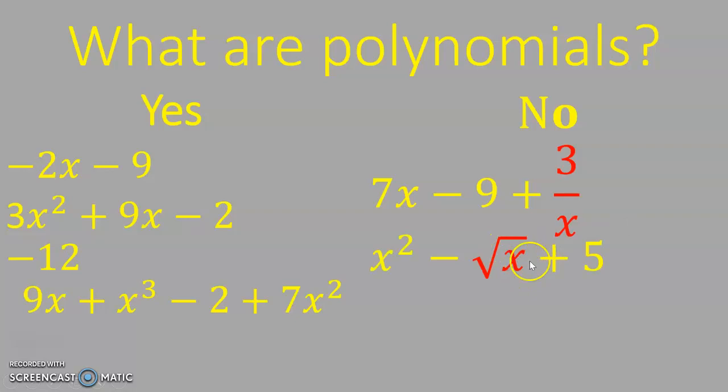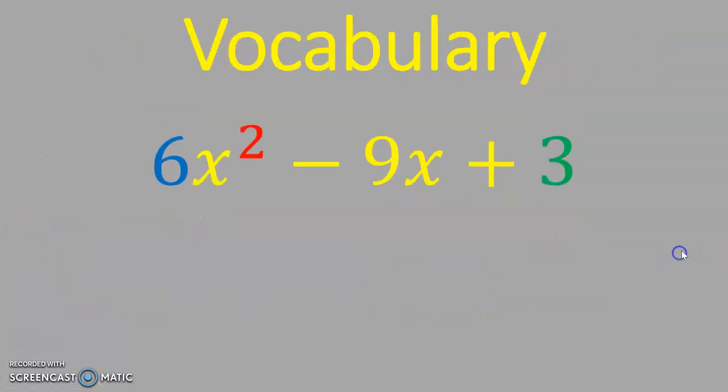Here, x is under a radical. This is actually x to the 1/2 power, which is one of your exponent rules. 1/2 is not a whole number, so we don't want to see x's or variables under radicals. And we also don't want variables being raised to unusual exponents. Pi certainly is not a whole number. Other things that we didn't show on this slide, you don't want x in any kind of special symbol like an absolute value symbol or a greatest integer function symbol or anything like that.